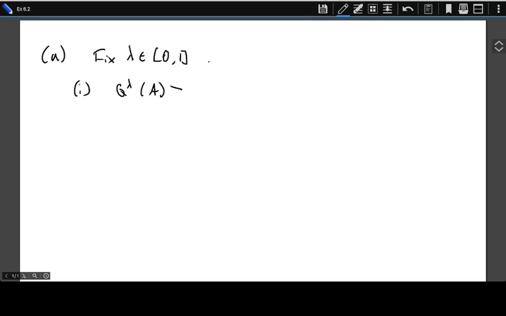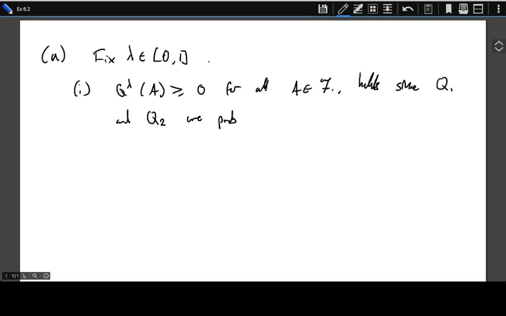Okay, first, Q lambda is greater than or equal to 0 for all elements of the sigma algebra F. And this holds since Q1 and Q2, two probability measures that make up Q lambda, are probability measures being multiplied by non-negative numbers.